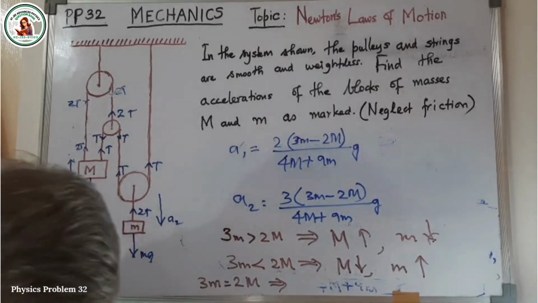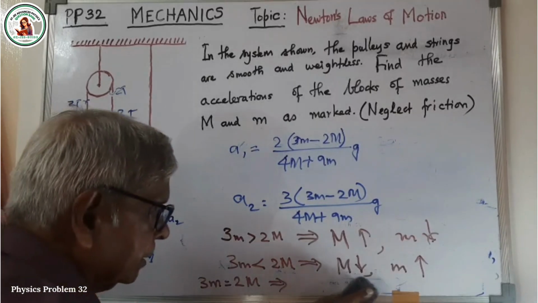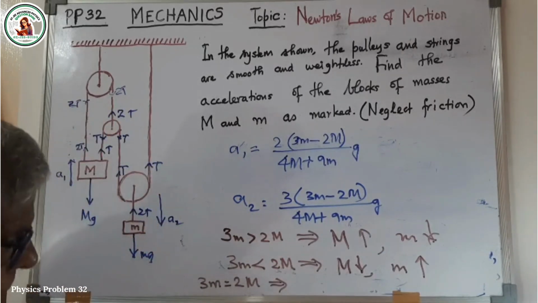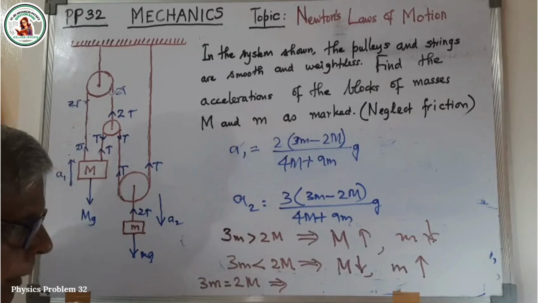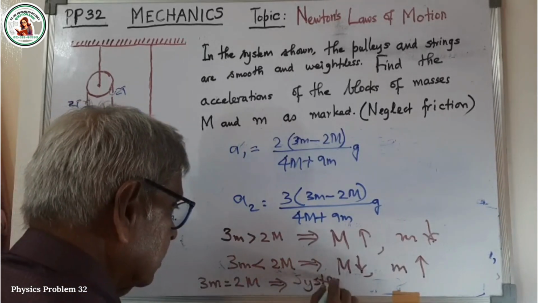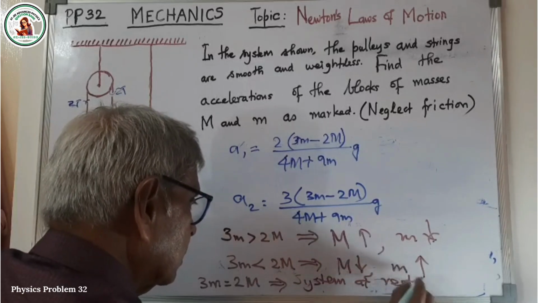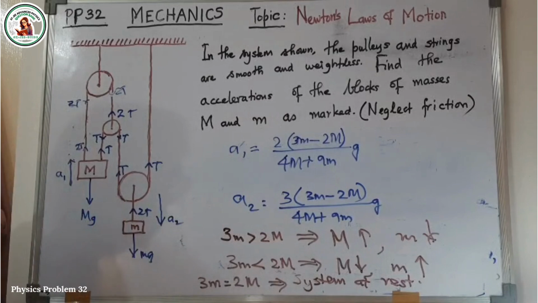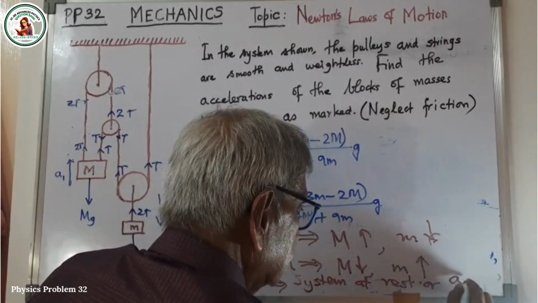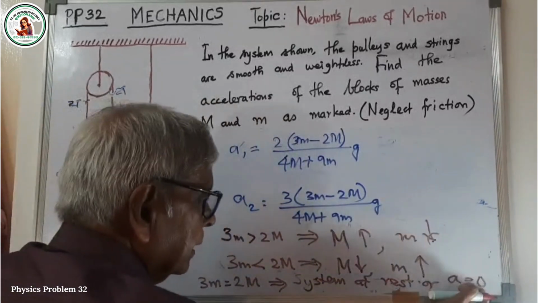System will be in equilibrium, or system will be at rest. Unless you disturb the system, the two will not move. They will remain at rest as it is. At rest means acceleration equal to 0, A equal to 0. Acceleration will be 0. That is the real meaning.